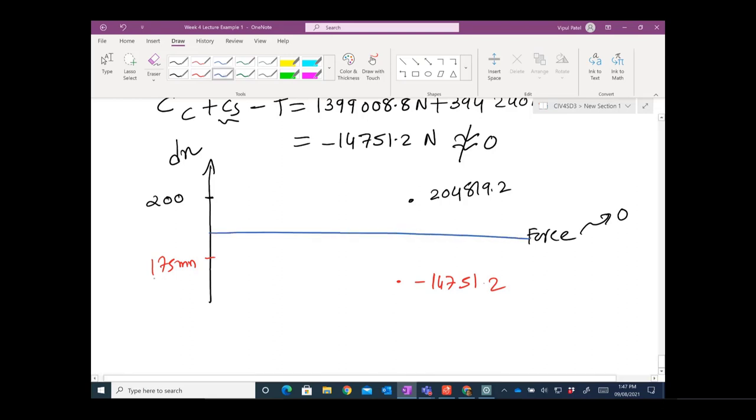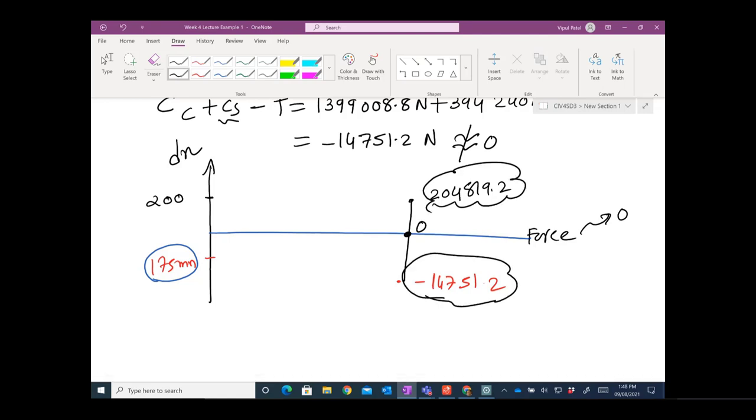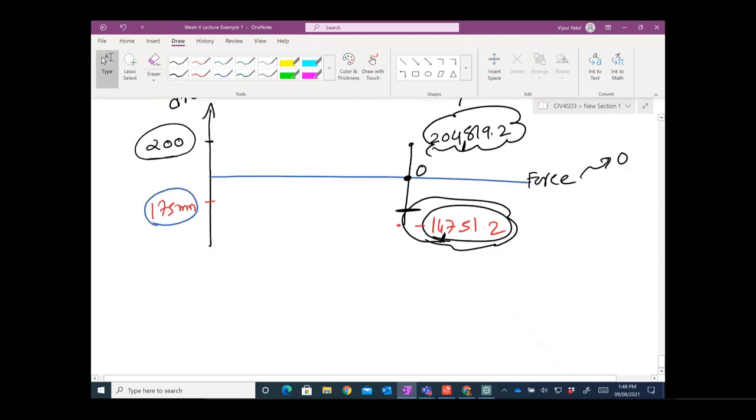So we know that the value is between 175 and 200, because when you're traveling from here to here, at some stage it crosses zero, right? Because you go from positive to negative. Do you agree with me? When you use 200, it has a positive residual force. When you use 175, it goes down. So it's very close now. You can see 14,750 and you have 204,000. So it's something close to this 175. 14,000 is not big compared to 204,000. So we can't go 200 because 200 is too much. So let's do the interpolation now.